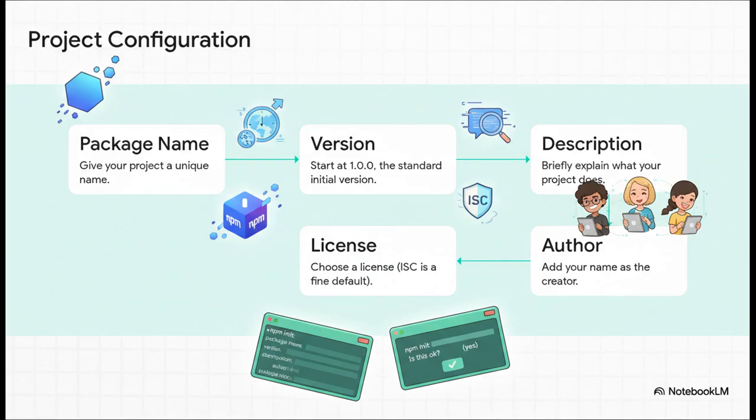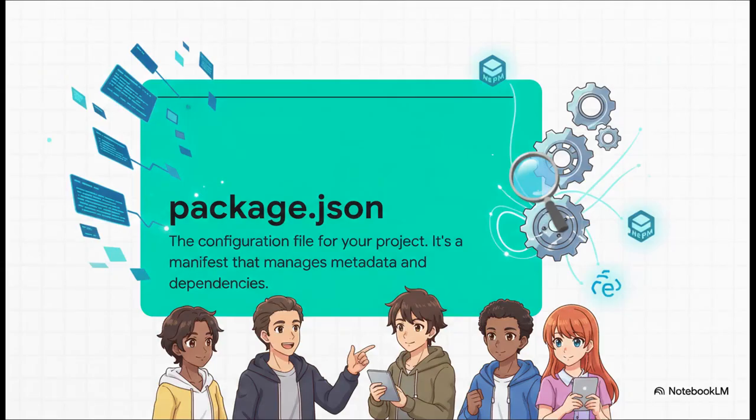Stuff like the project name, the version. You can just start with 1.0.0. A quick description. Don't stress about this stuff. Seriously, you can change it all later. If you're not sure, just keep hitting enter to accept the defaults. It's totally fine. Then, at the very end, it'll show you what it's about to create and ask, is this okay? Just type yes and hit enter. And boom, just like that, you've got your package.json file.